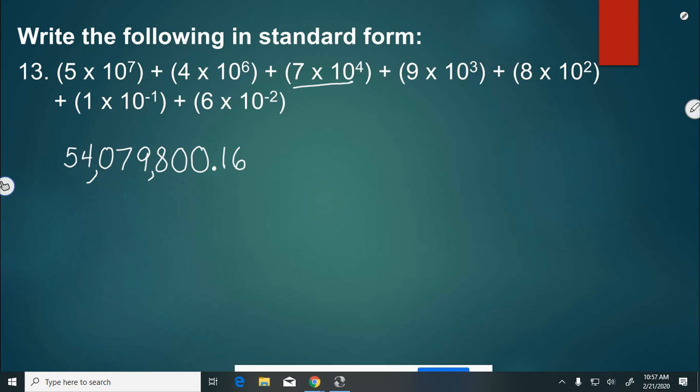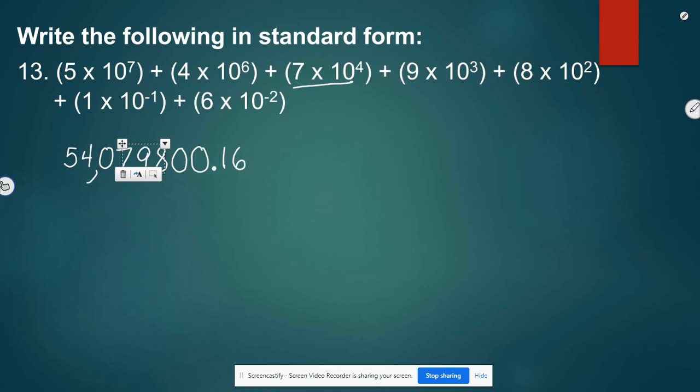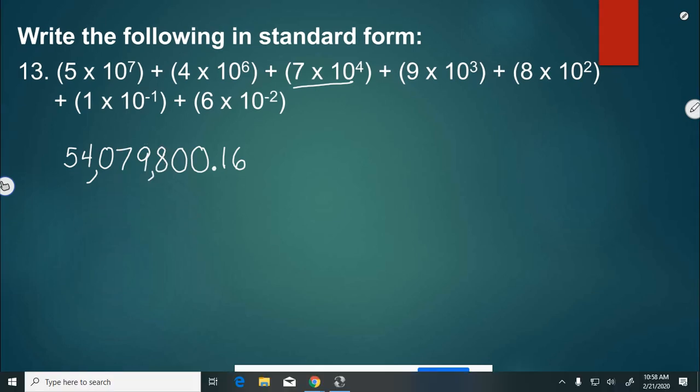And I could go back and check it over to make sure every number is in the right place. As I said before, the 5 is in the 10 million place, the 4 is in the million place, the 7 is in the 10,000 place. The 9 is in the thousands place. The 8 is in the hundreds place. So it looks like we did that all right.